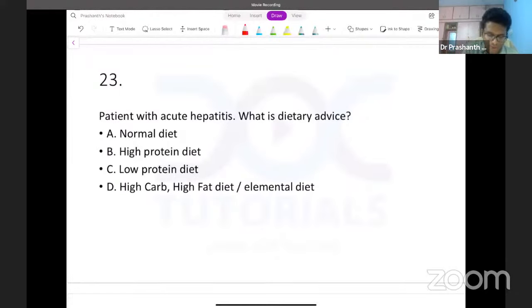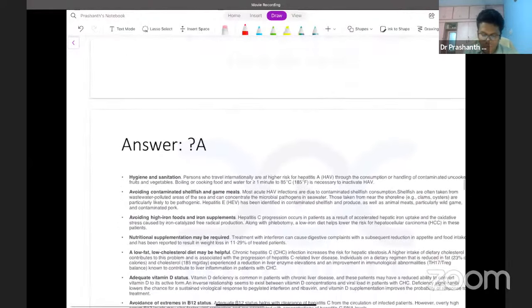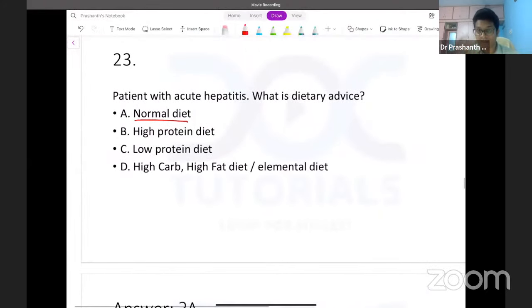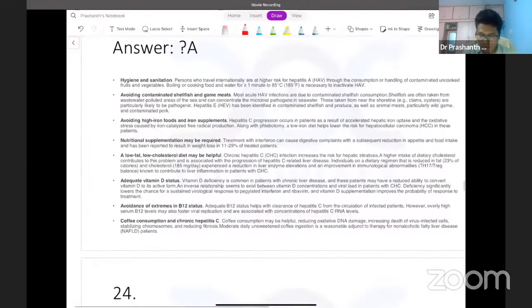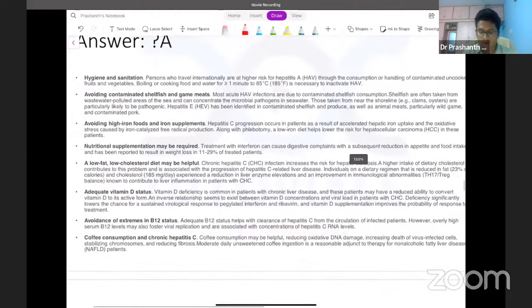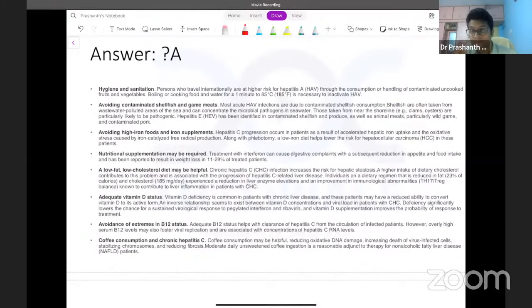So I would have actually marked normal diet, but then you guys might have to know whether this option was same or a little different. So these are all the things which I could find out on what to do with hepatitis patients.